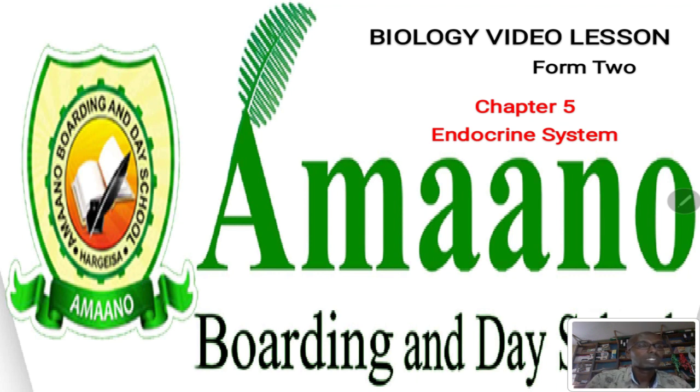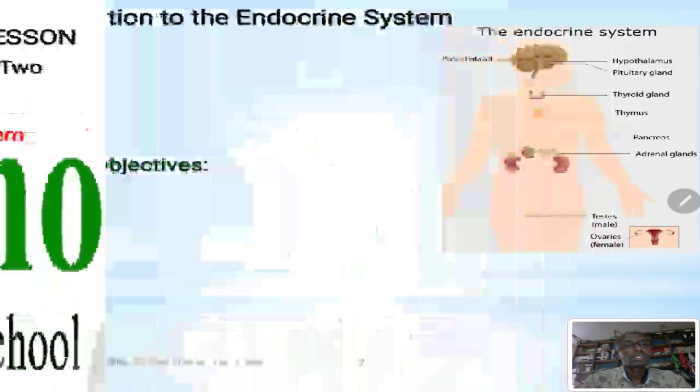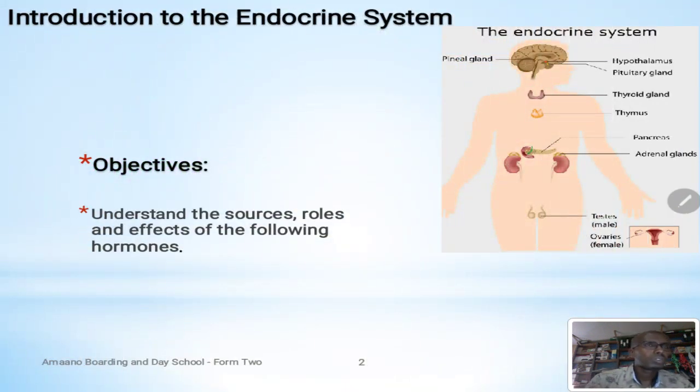The endocrine system. Today we are going to specifically talk about the endocrine system. The major function of the endocrine system is to regulate the body's activities to maintain homeostasis. Homeostasis is a process which keeps the internal environment more or less constant.